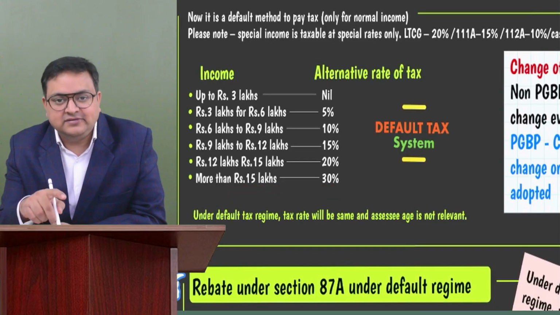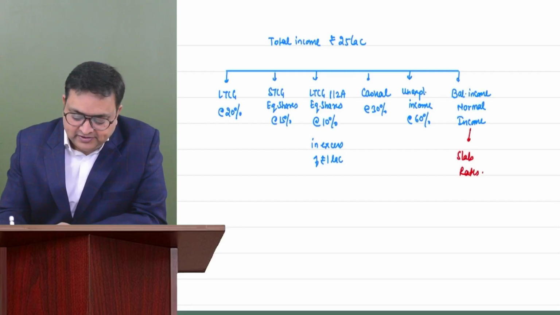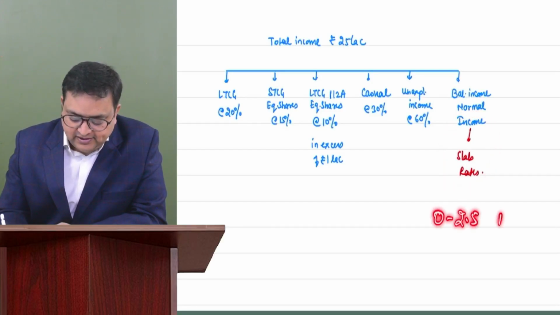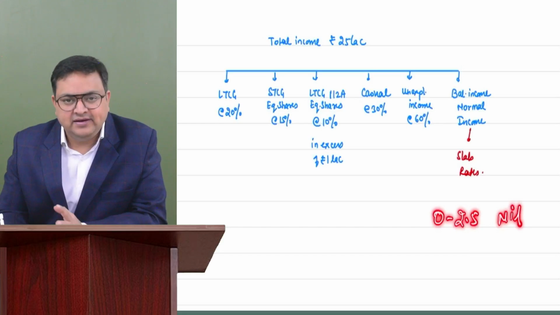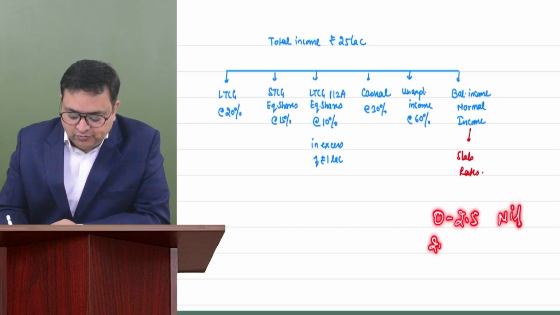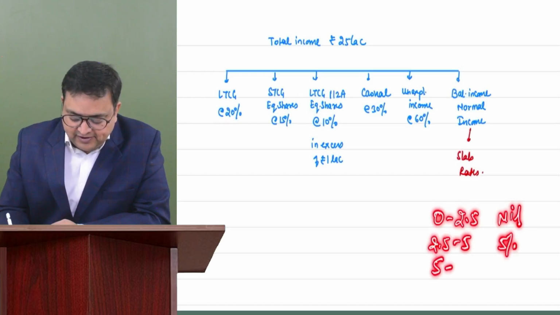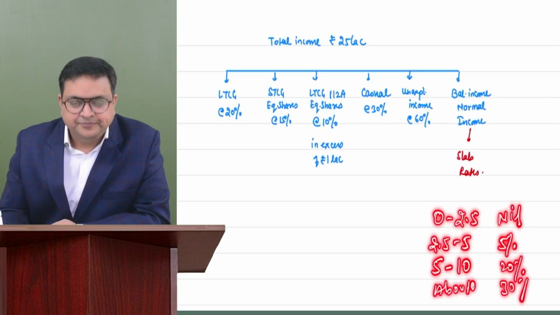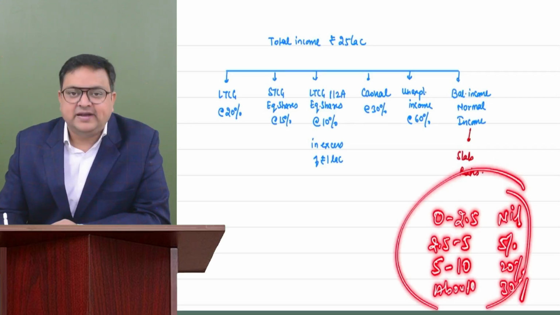But in the optional tax regime, it does matter. So what are the optional tax regime slab rates? First 2.5 lakh nil, as 2.5 lakh is the basic exemption limit. Next 2.5 lakh to 5 lakh, it is 5%. Next 5 to 10 lakh, it is 20%. And above 10 lakh, it is 30%. Got it? So these are the optional slab rates.